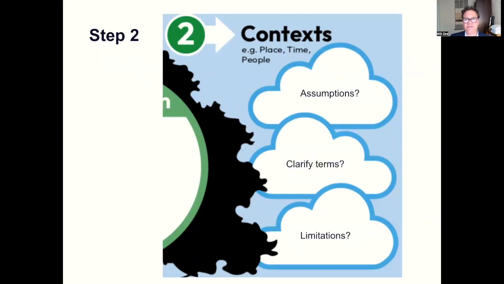For it. That is, are there assumptions in the proposition that we need to check or clarify or make obvious? Is there some terminology we need to define? So we've got to clarify terms. And are there limitations to the proposition? Are we talking about specific people, times, places?